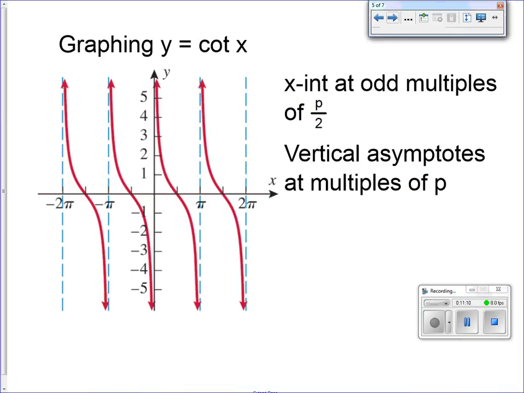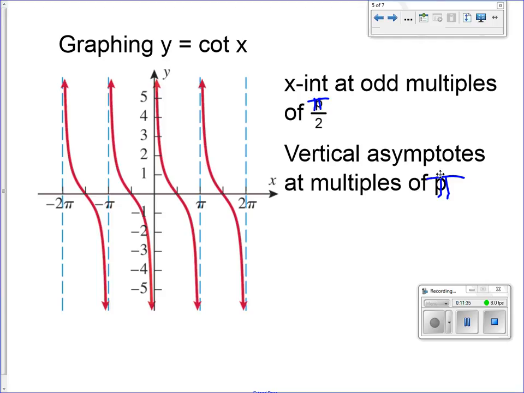So here's the parent function. It's the reciprocal of tangent. So the x-intercepts and the asymptotes have switched places, and the cubic, instead of increasing left to right, is decreasing left to right. So your x-intercepts, which were at pi, those are now your vertical asymptotes. And then your vertical asymptotes used to be at your odd multiples of pi over 2. Now those are your x-intercepts.